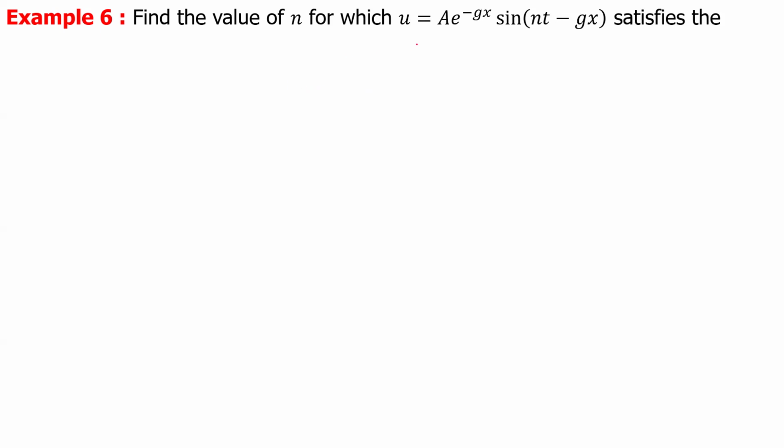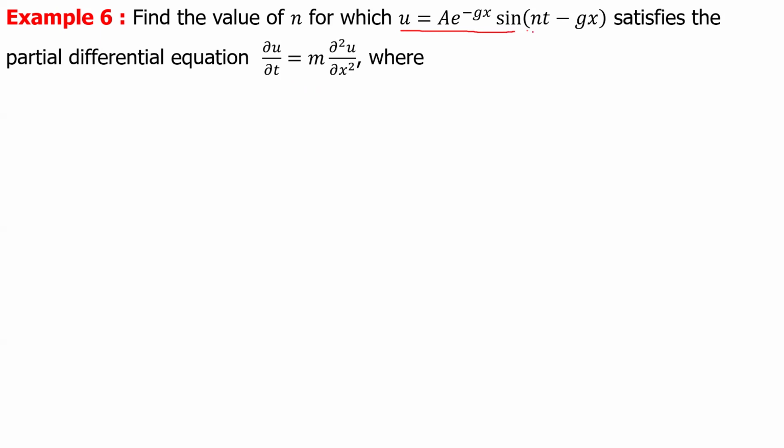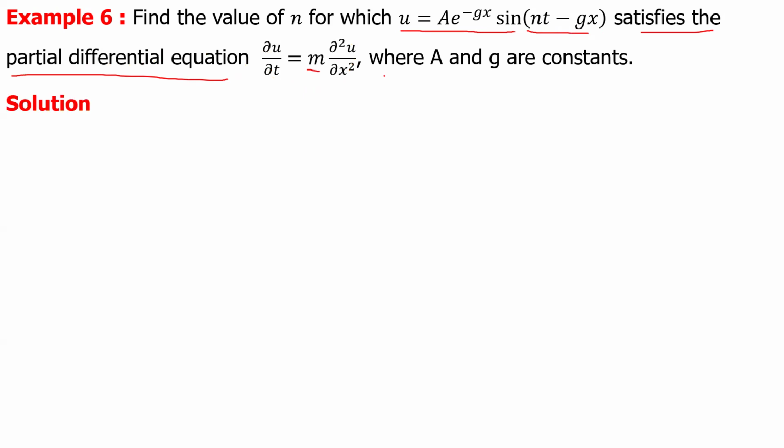Let us take the example of partial differentiation. The question is: find the value of n for which u is equal to a e to the power minus gx sin of (nt minus gx) satisfies the partial differential equation del u del t equal to m times del 2u del x square, where a and g are constants. So now how to solve these questions?